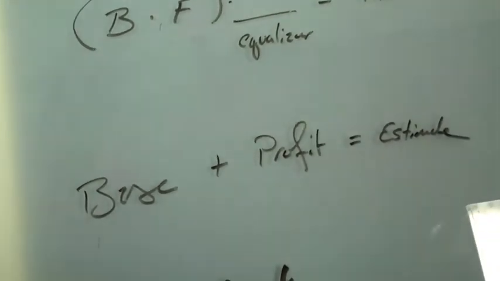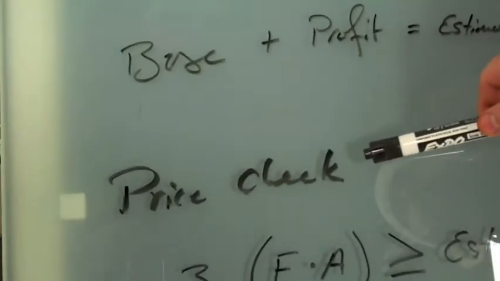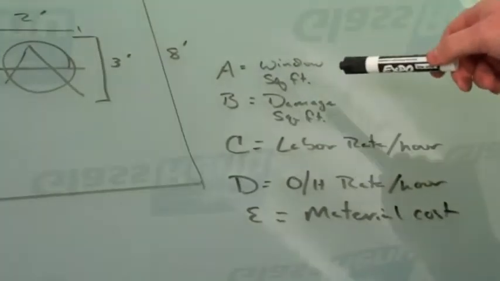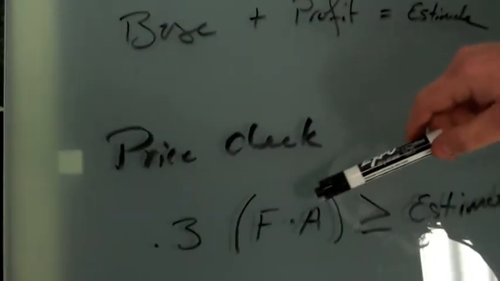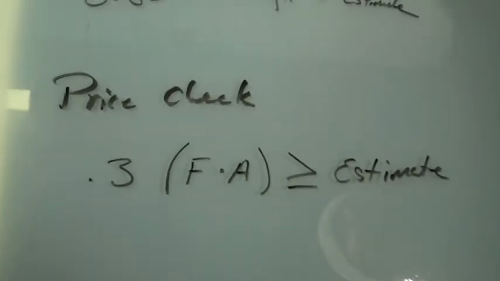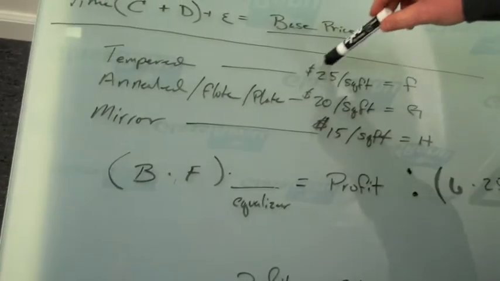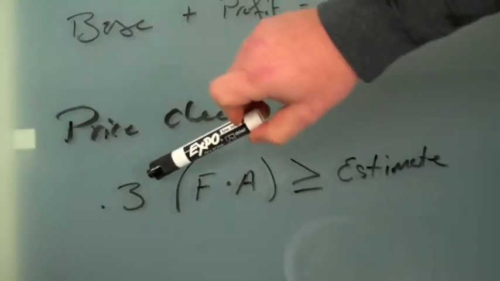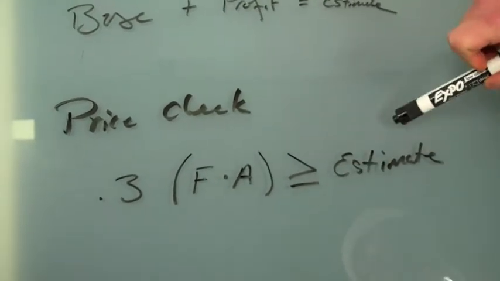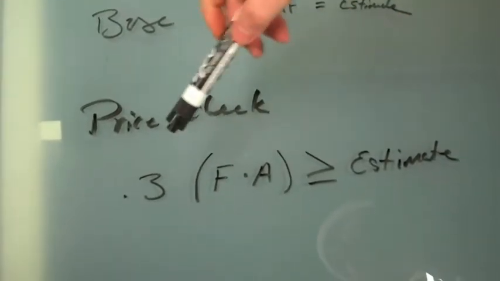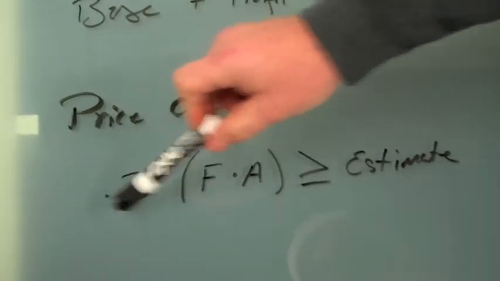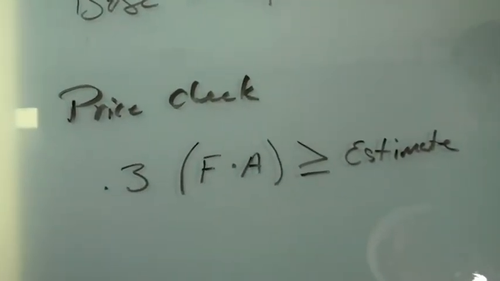Okay? Now, what I do on every job is a price check. I take the variable A from the beginning, which is the window square footage. I multiply that by the type of glass and the cost per square foot. So in this case, if it's tempered, I'm using the $25 a square foot. And then I multiply it by 0.3. Now, as long as that is greater than or equal to my estimate, I'm good to go. If my estimate is above that, then I can come back and play with the equalizer. Again, the goal is to get it at about 30% the cost of replacement for that piece of glass.